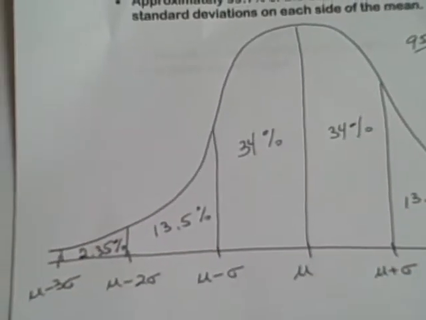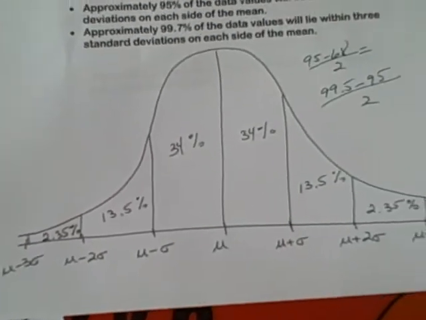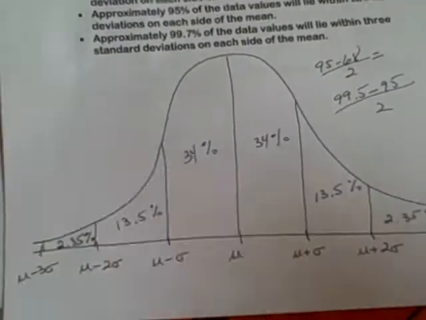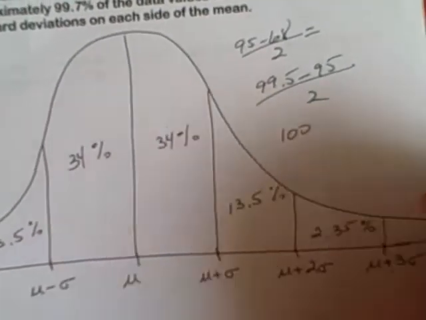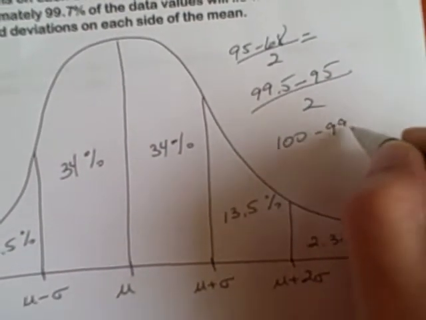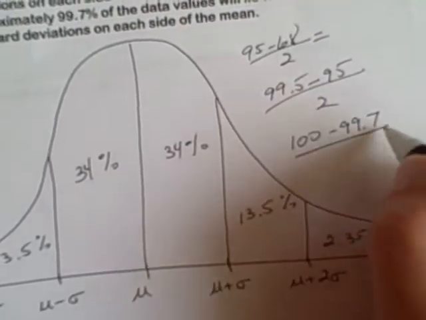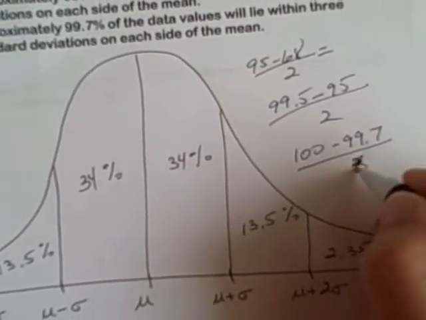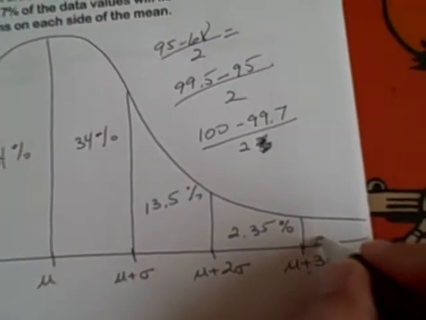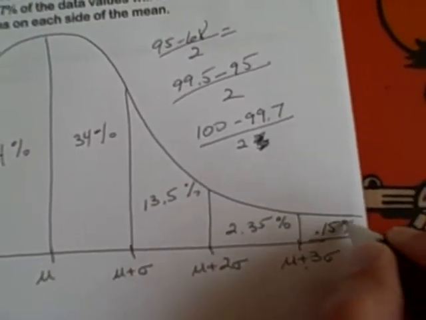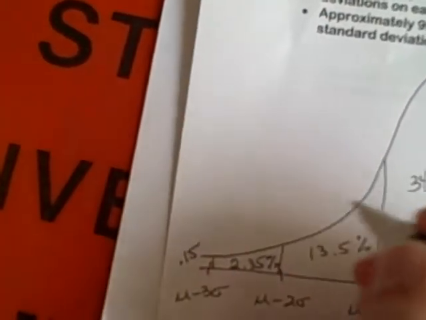We don't have 100% yet. We've got 99.7%. So there's some area left out in the tails. So I'm going to take 100 minus my 99.7, divide that by 2, and that leaves me with 0.15% in the tails. 0.15%.